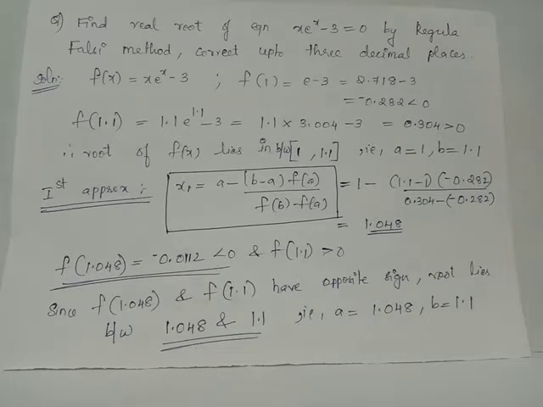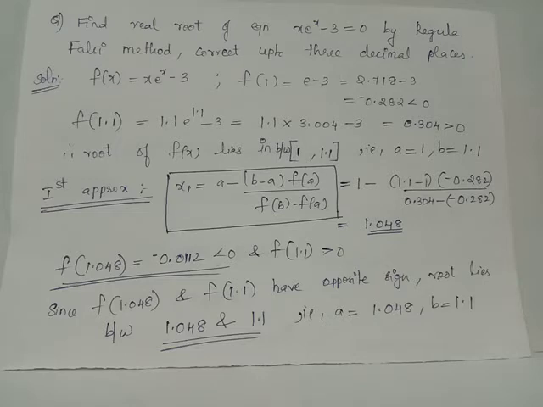We have the first approximation x1 = a − (b − a) times f(a) upon f(b) − f(a), which is obtained from the equation of the chord connecting points (a, f(a)) and (b, f(b)). In this equation, when you give a = 1, b = 1.1, f(a) = f(1) = −0.282 and f(b) = f(1.1) = 0.304, you will get x1 = 1.048. Now we will compute f(x) at x = 1.048.